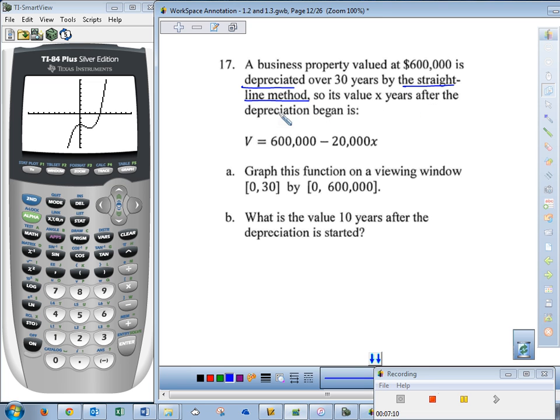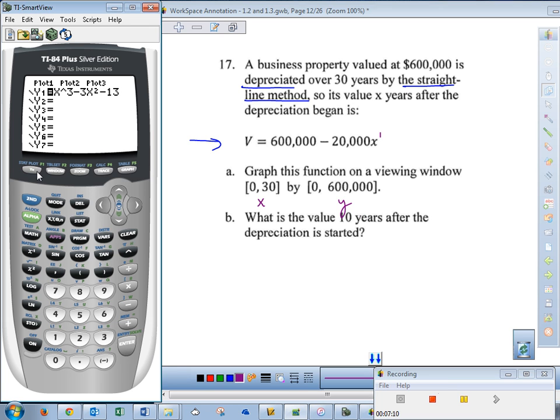So its value x years after depreciation begins is this, where that is linear because x to the first, it's not quadratic, it's not cubic or anything like that. Graph this function on this viewing window. When they give you this little viewing window information, this is your x parameters and this is your y parameters right here. It's in order.